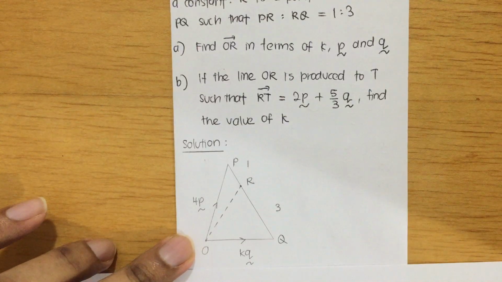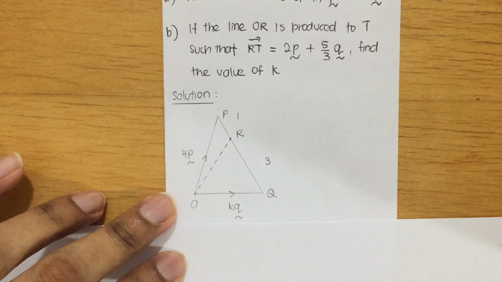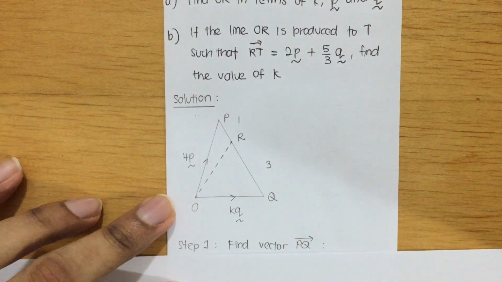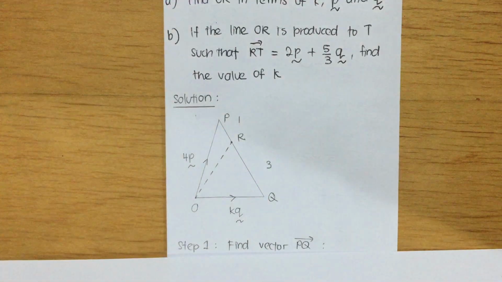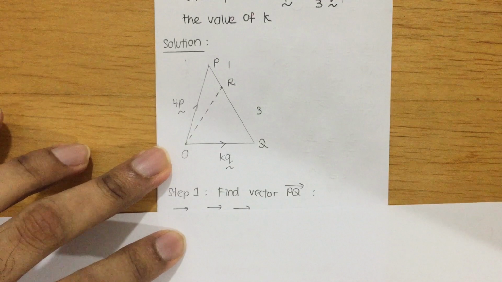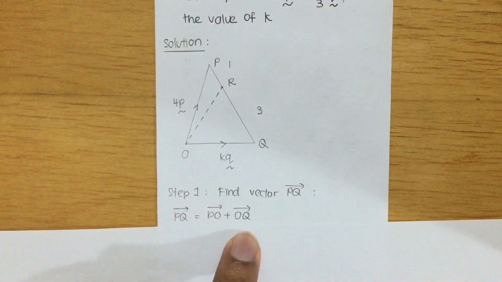Okay guys, let us proceed to find vector OR. To find vector OR, the first step is we need to find the vector PQ. So how to find the vector PQ? We need to calculate vector PQ equals vector PO plus OQ.